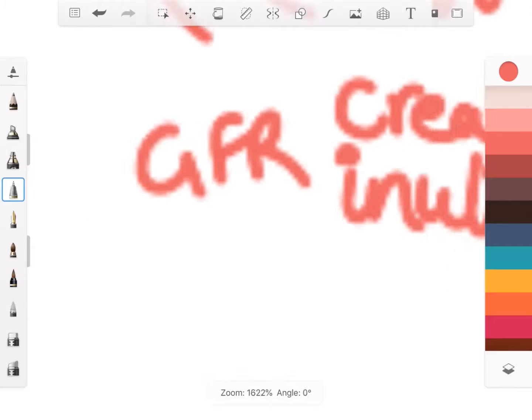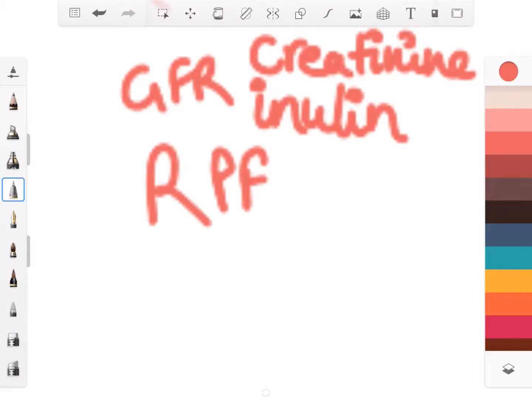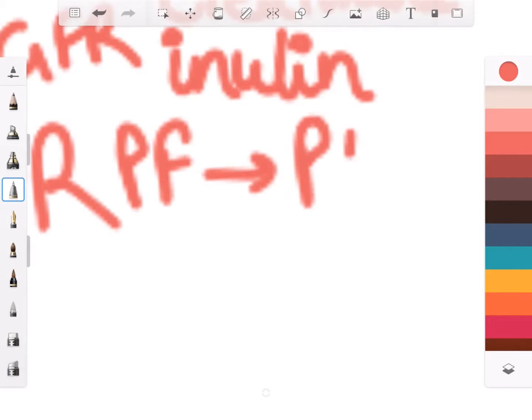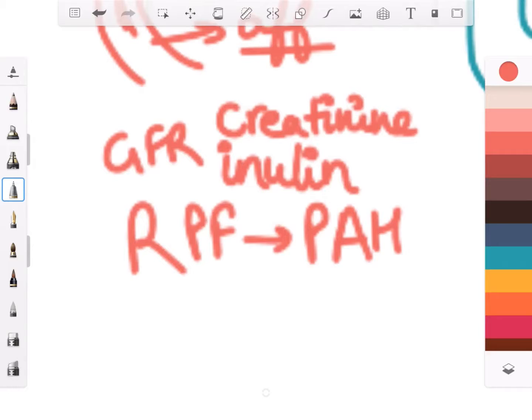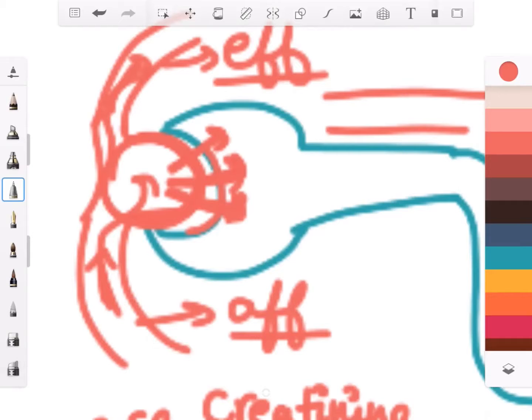Now the next thing we need to know about is RPF, which is renal plasma flow. For renal plasma flow, we use PAH, which is para-aminohippurate. Now, what is so magical about para-aminohippurate? We don't produce it and it is introduced into the patient, and every time an artery comes in contact with a nephron, para-aminohippurate is secreted into the nephron. So it really helps us measure the amount of blood that has passed through the glomerulus.